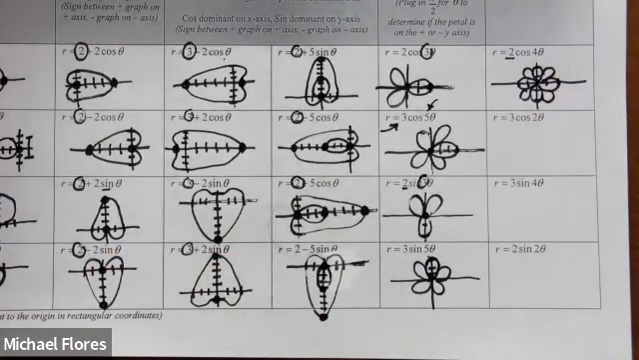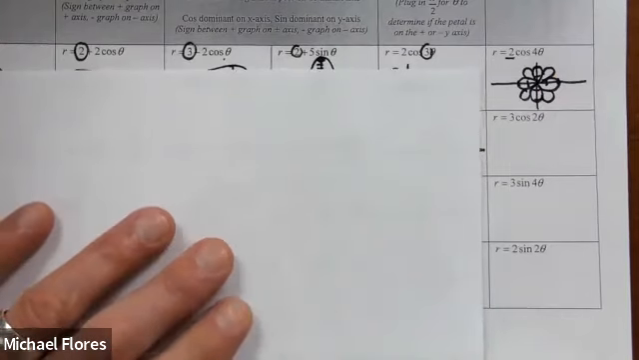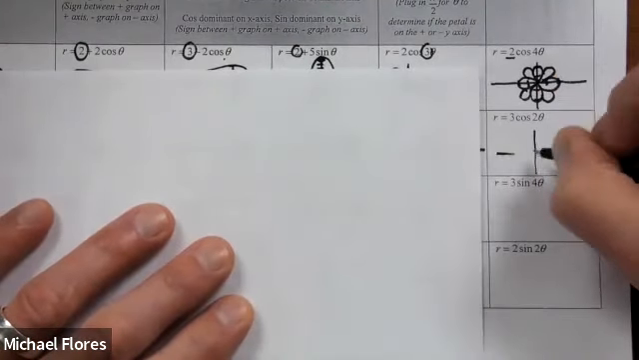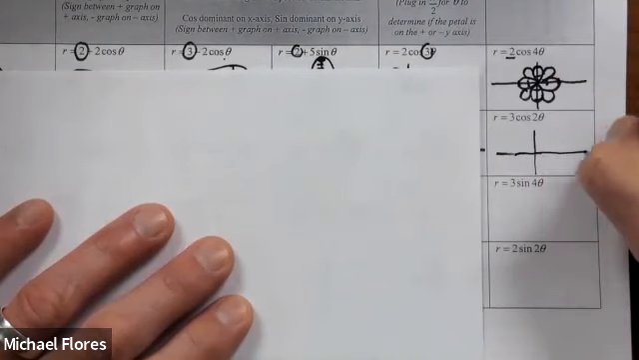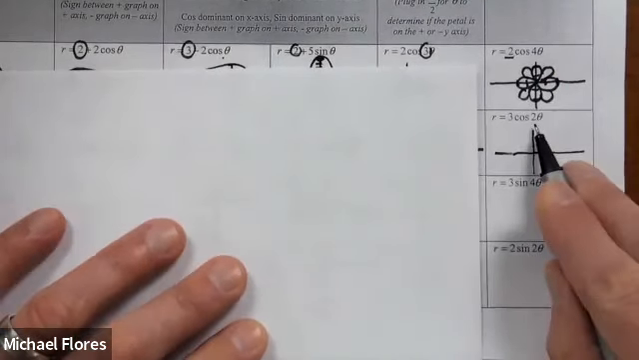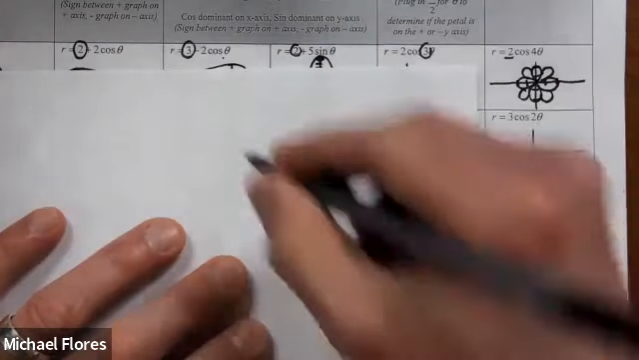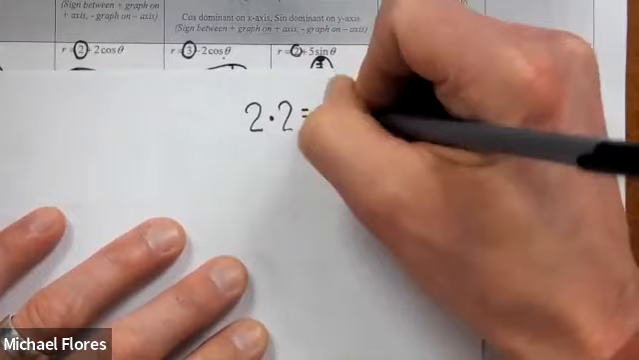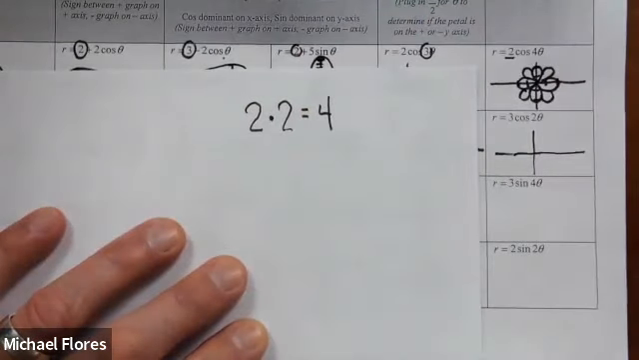All right, now 3 cosine 2 theta. How many petals are we going to have here? What do you think? In order to determine that, take the number in front of theta, which is 2, multiply it by 2. 4. We're going to have 4 petals.